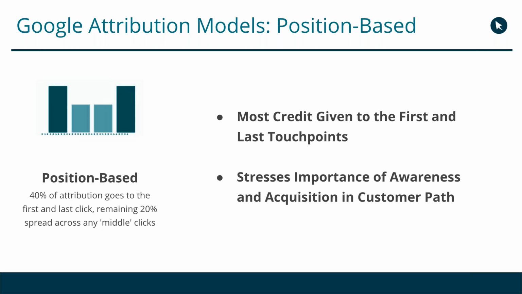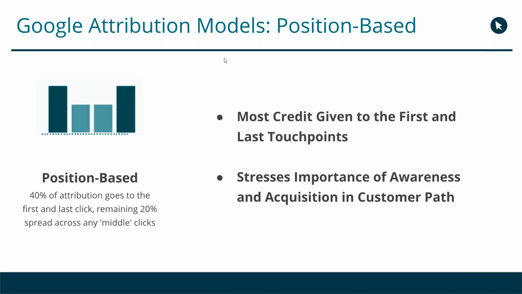Okay. What about position based? This one's kind of cool. What this one does is it divides 80% of the conversion value to the first and last click. So it gives 40 to the first, 40 to the last, and then it divvies up the remaining 20% among those middle interactions evenly. So this one is pretty cool, I think, because last click is very important, of course. First click is very important as well.